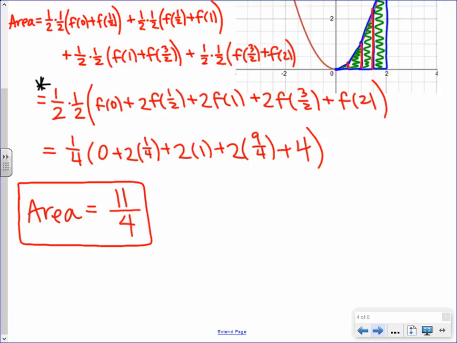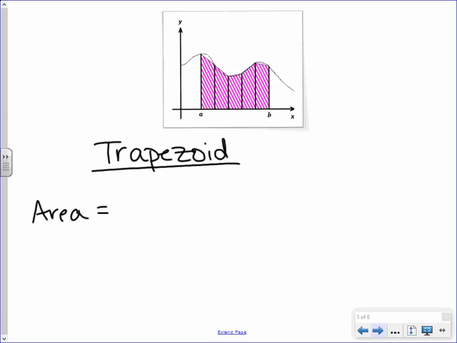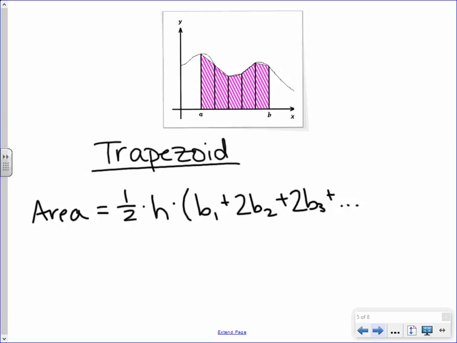All right, if you want to write down somewhere, that when we use the trapezoid method, our area in general is 1/2 times the height times the sum of the bases. And what happens is we use the first base once, the middle bases twice, and the last base only once.